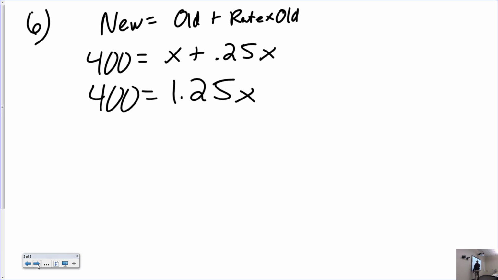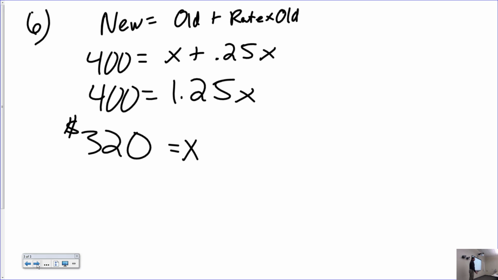1.25X divided by 1.25. $320, because a fourth of 320 is 80. 320 plus 80 gets you to 400. If you try to work from 300 and make it work, it never will. You can't take a quarter and subtract. Folks, this is going to be a question on the final exam.